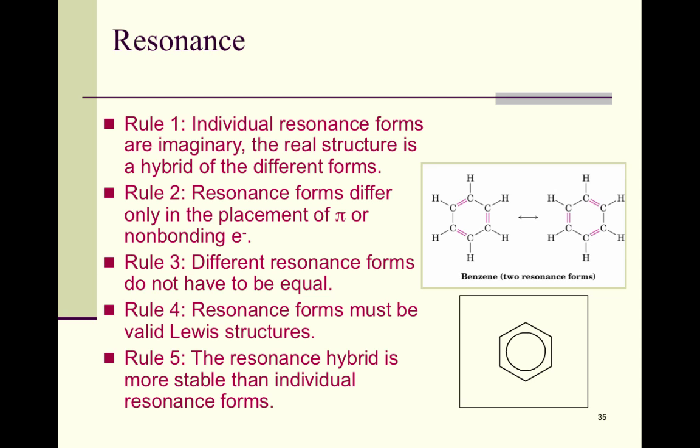That's why the atoms stay put. Remember, the first bond that always holds two atoms together is the sigma. Sigma bonds are not involved in resonance at all. It is only either lone pairs or pi electrons that are involved in this. Rule 3, different resonance forms don't have to be equal. Rule 4, resonance structures must be valid Lewis structures. They have to follow the octet rule. And rule 5, the resonance hybrid is more stable than individual resonance forms.